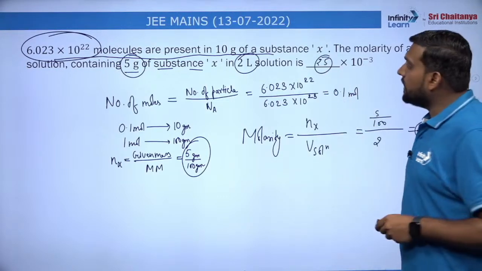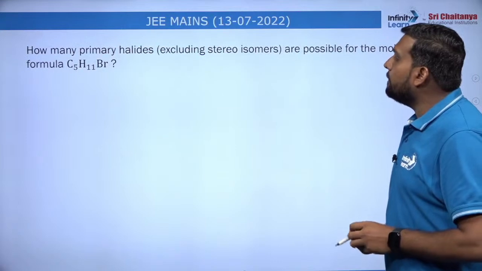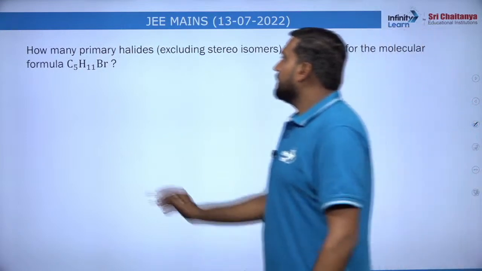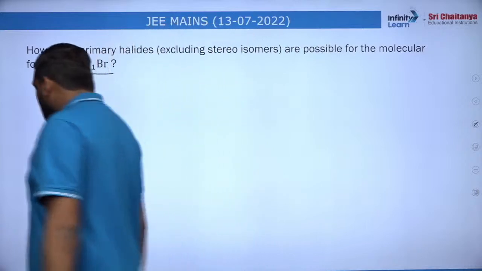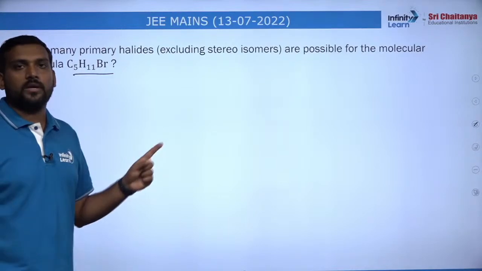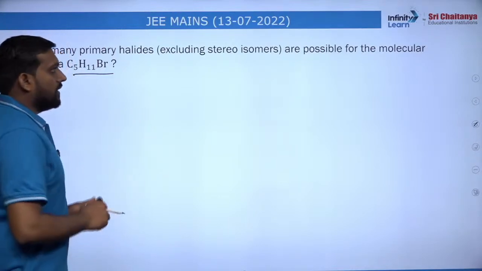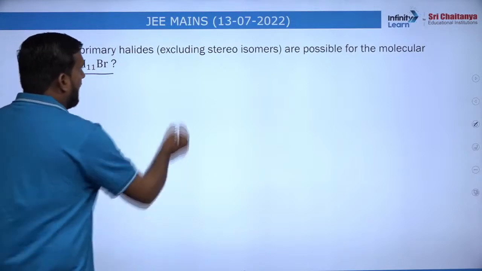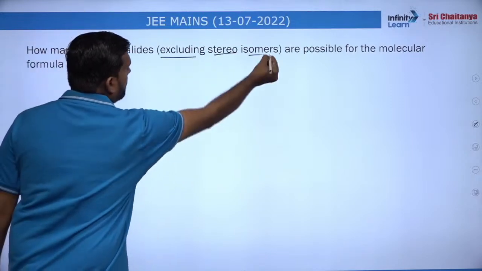Okay, going to the next question. How many primary halides are possible for the molecular formula this? This type of questions have to be drawn by you. There is nothing like a trick or something like that. You have to draw and check, and you don't have to include the stereoisomers.